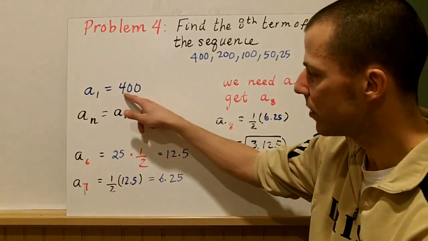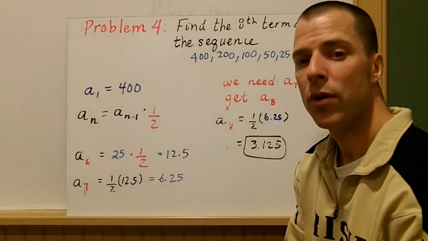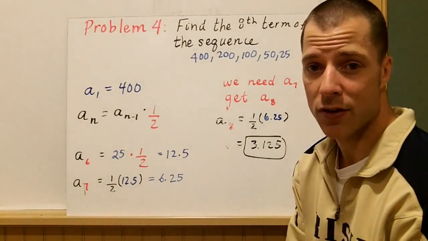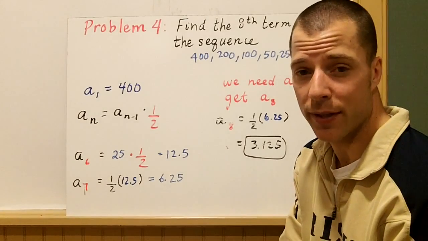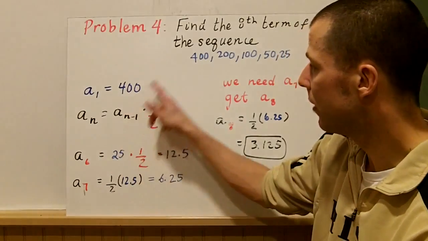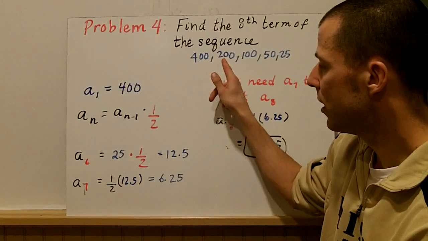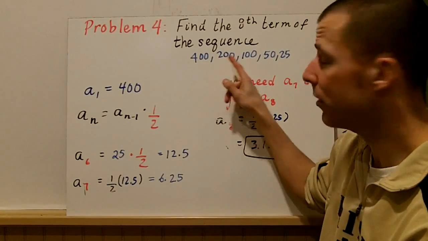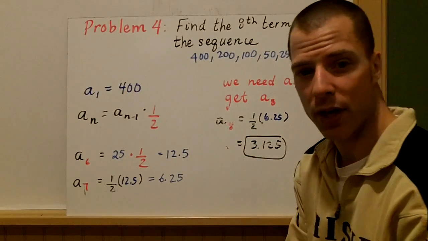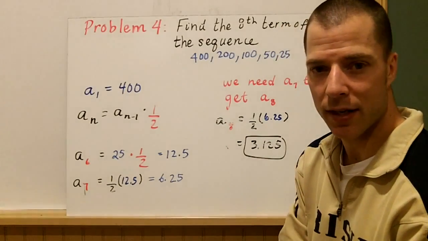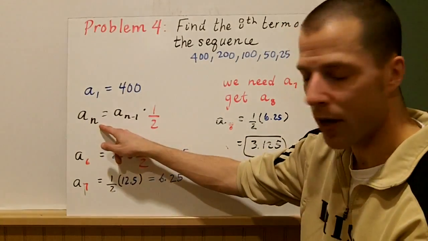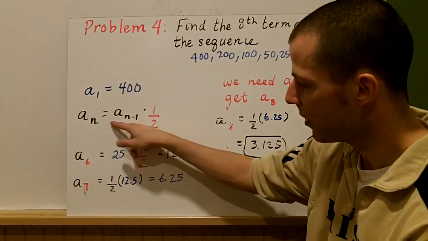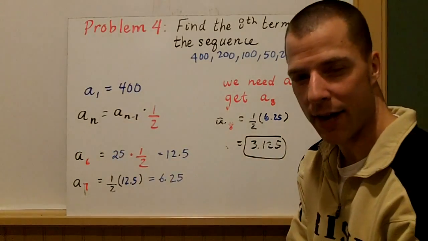I know my first term is 400. So what I have to do now in order to find the 8th term, I have to write a recursive formula, an equation. Well, if you look at this, 200 is just half of 400. 100 is just half of 200. 50 is half of 100. So I think I've got my equation. Whatever term I want, I just have to take the previous term and multiply it by 1/2.